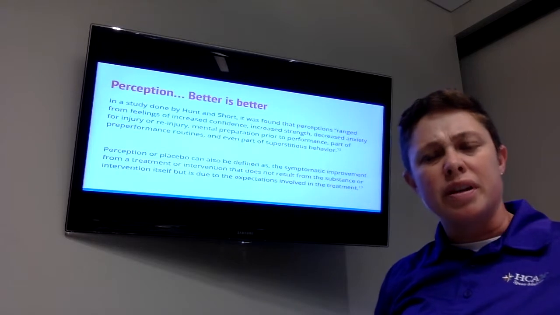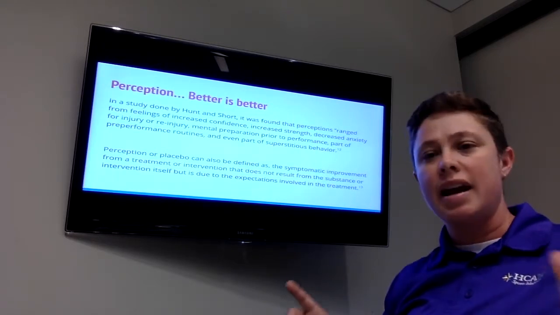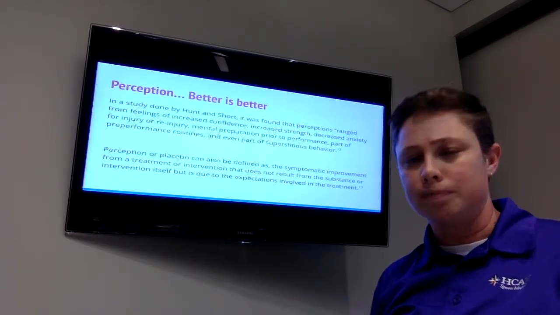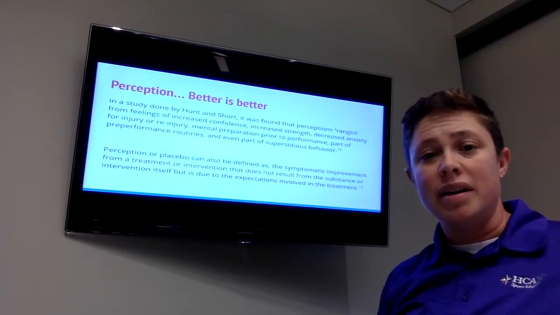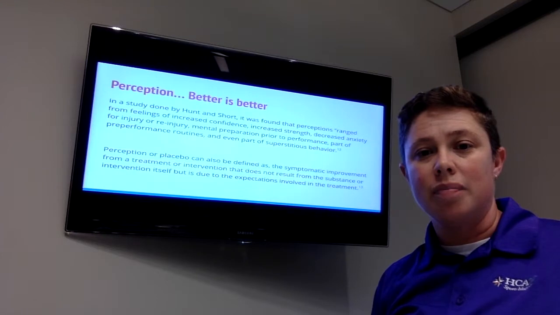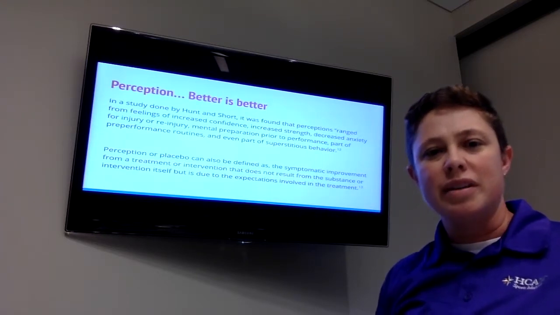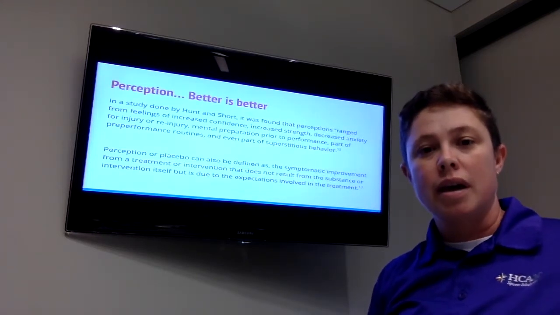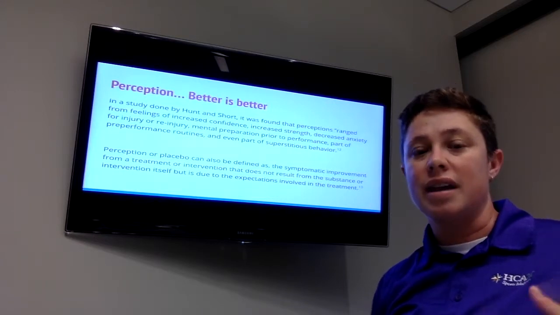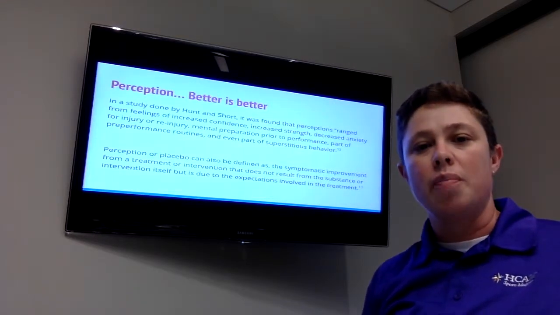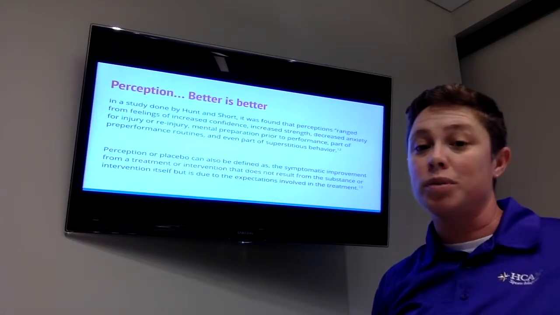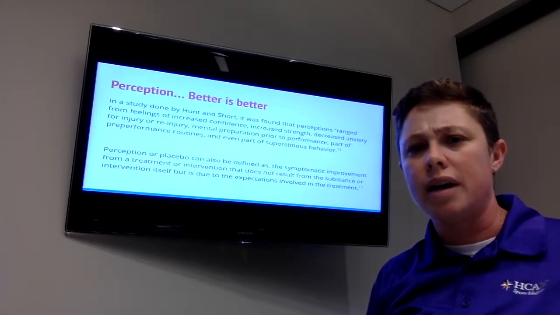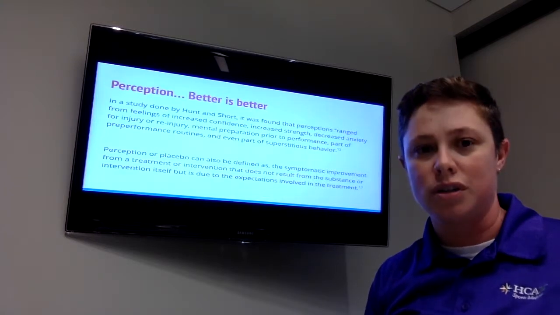But what about perception? Better is better. It's a sign I have over my training room door. So what is perception? A study done by Hunt and Short found that perceptions ranged from feelings of increased confidence, increased strength, decreased anxiety for injury or re-injury, mental preparedness prior to performance, part of pre-performance routines, and even part of superstitious practices. And we know that athletes are very superstitious.